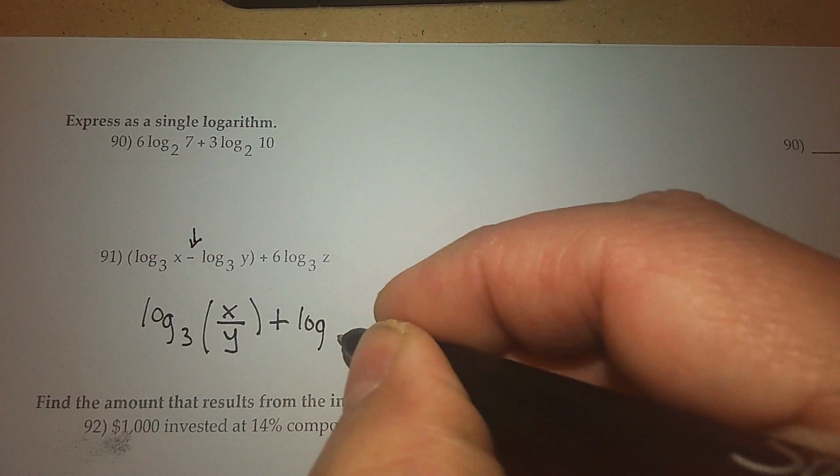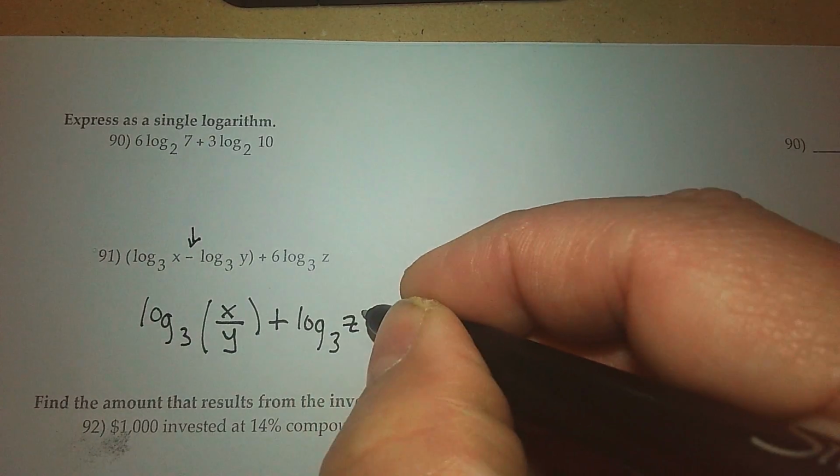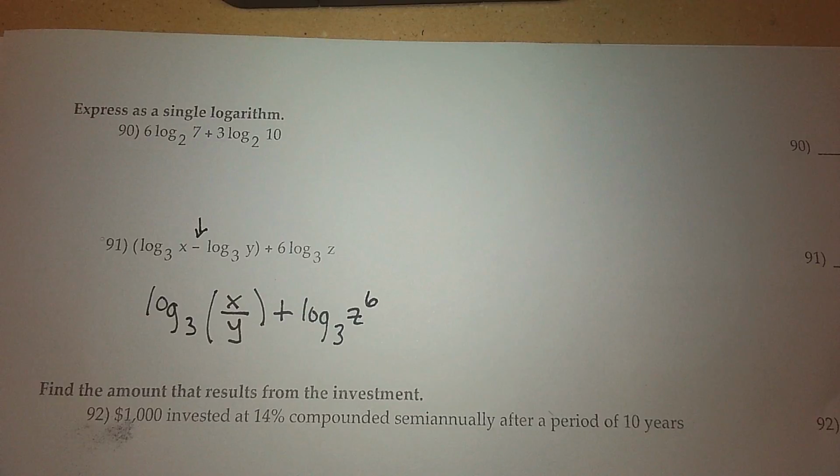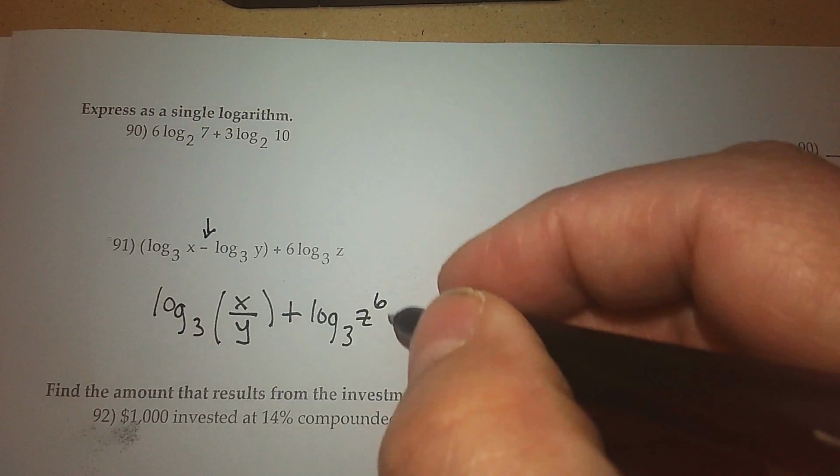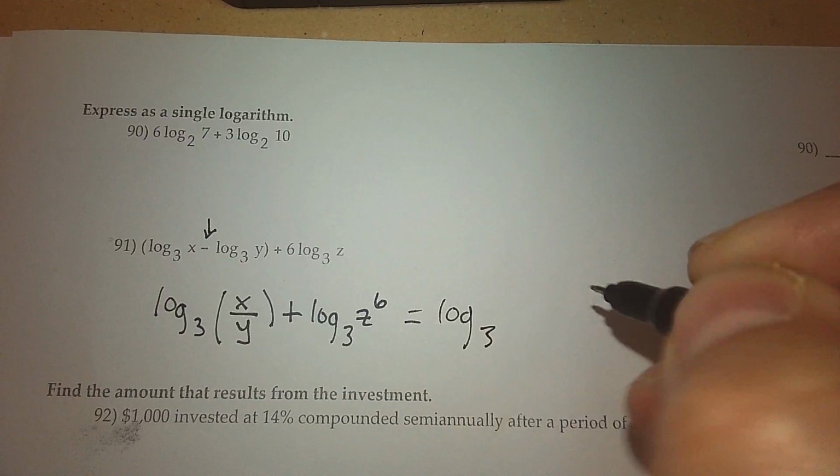And I'll do another law here. That 6 can be an exponent on z. We're not done yet. Do you see how we're dividing? Do you see the 6 is an exponent, right? Next, how about adding? What can I do to write that as one logarithm?